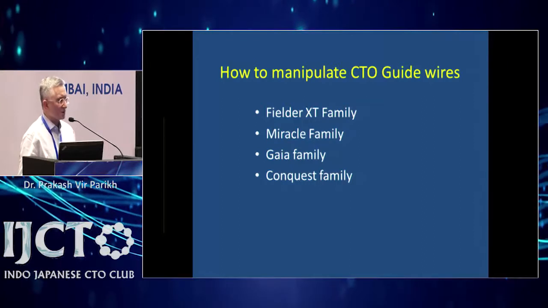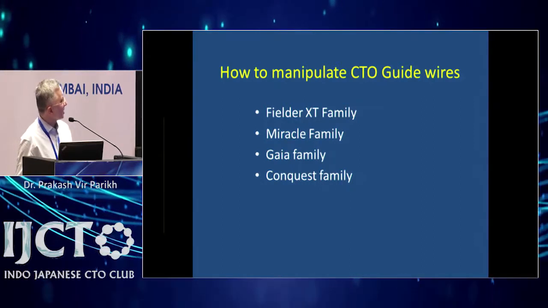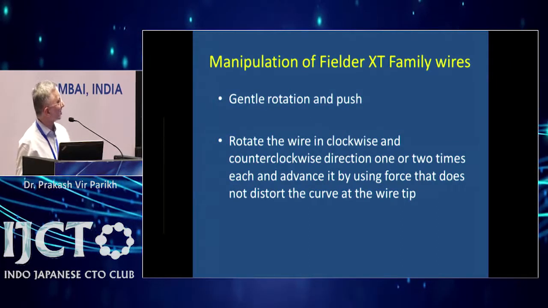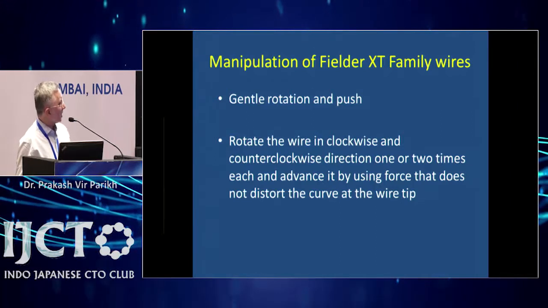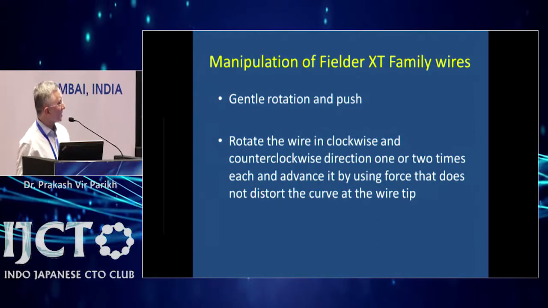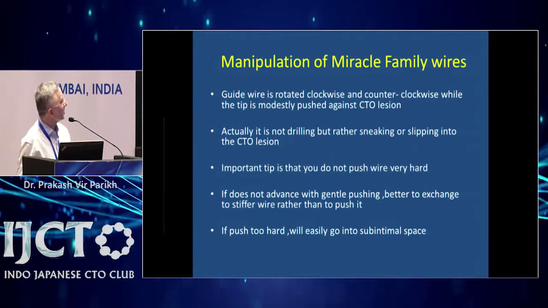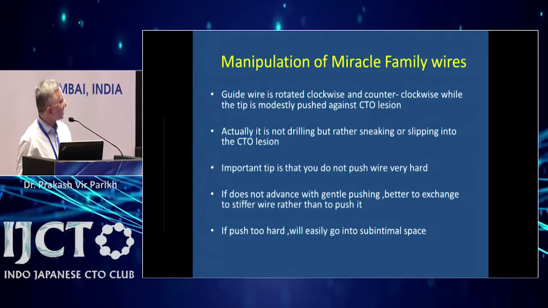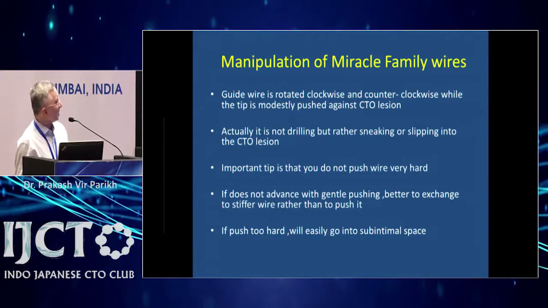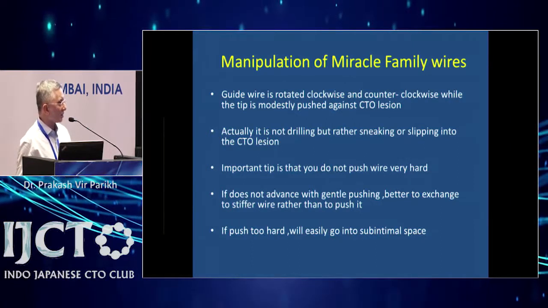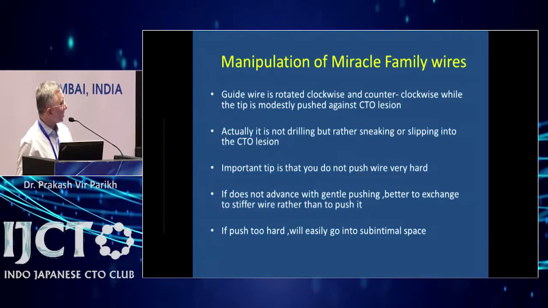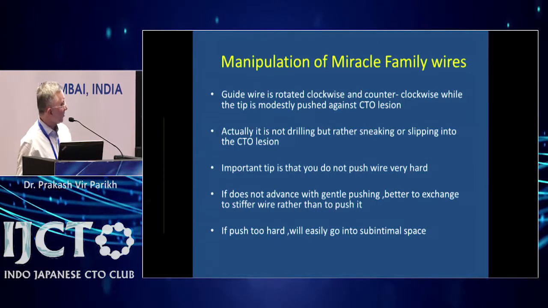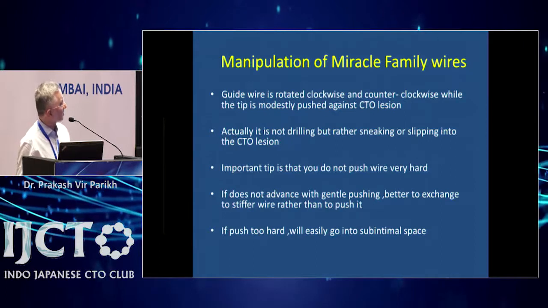So how to manipulate different types of CTO wires? Just to summarize, with the Fielder XT series wire, generally just gently rotate one or two times clockwise, counterclockwise, it is a sliding technique, and advance it by using a force that doesn't distort the curve of the wire tip. But the Miracle series wire is a controlled drilling. It is actually not drilling, but it is slipping or sneaking inside the CTO lesion. Here the important tip is, if you cannot advance the wire, don't push it too hard, but rather switch to stiffer wires. Then you can easily go intimal. If you push too hard, then you will easily go into subintimal space.